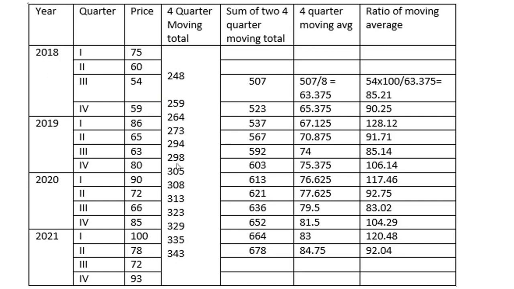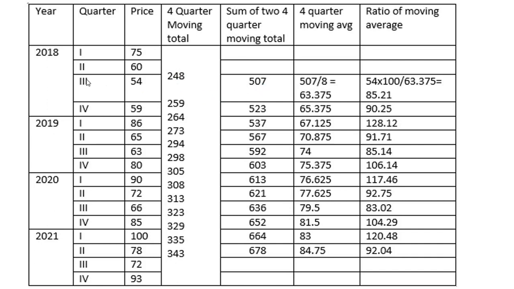So we write it here. Like this we go on and we write all the values. So, 4 quarter moving total. But since we cannot center it, we take the sum of 2 four quarter moving totals, that is 248 plus 259. We write it, and find it as 507.